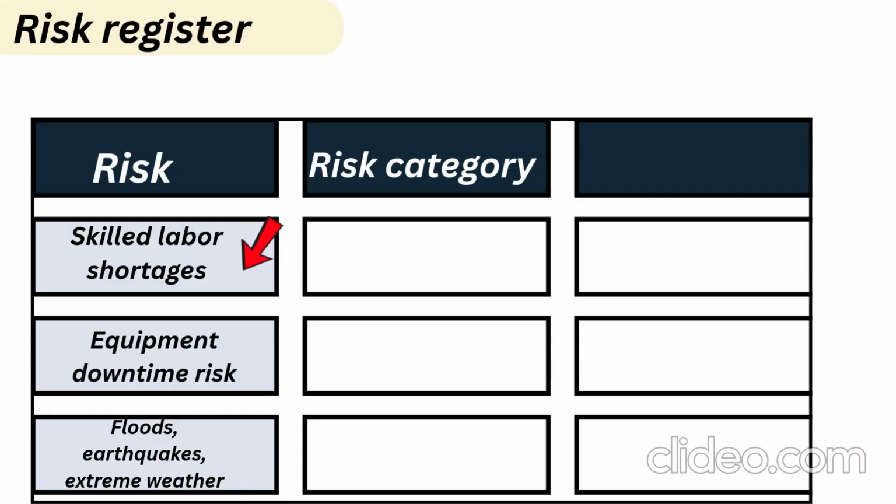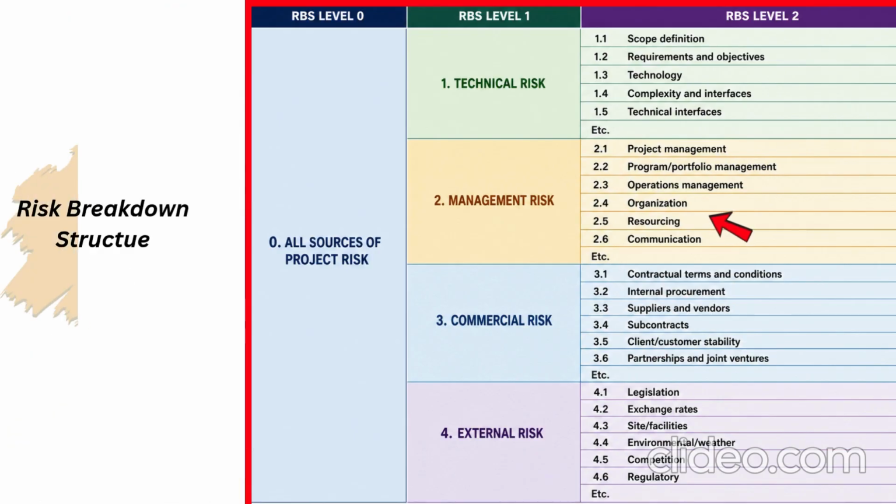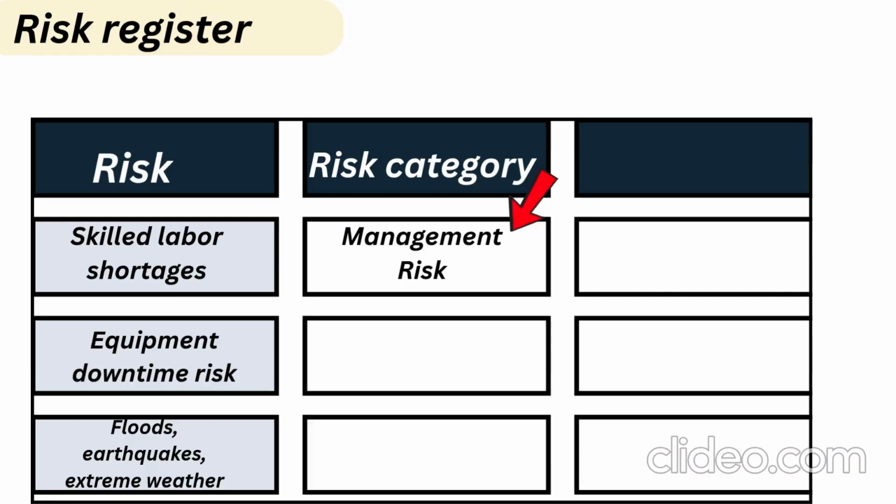So how to use it? See, the first risk here is skilled labor shortage, right? That is the risk. So we have to go and check in the risk breakdown structure which category this would belong to. I can see in the management risk, there is an option of resourcing. So I can categorize this as management risk. By using this risk breakdown structure, I have categorized all the risks in my project.